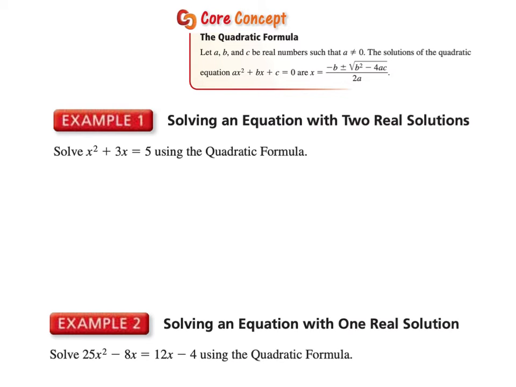Solving an equation with two real solutions. So let's solve this for 0. So we need to get x squared plus 3x equals 5. We have to make sure it's equal to 0. So we're going to subtract 5 from both sides. That leaves us with x squared plus 3x minus 5 is equal to 0.